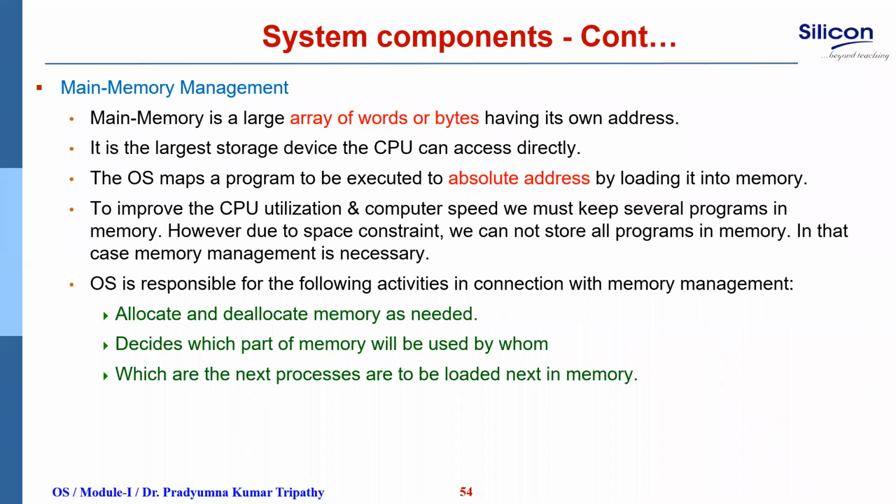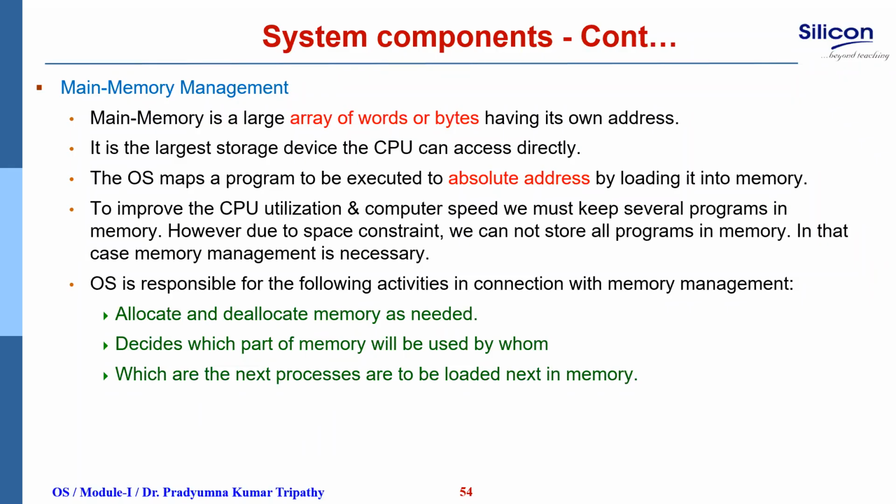To improve the CPU utilization and computer speed, we must keep several programs in memory. If we want to keep our CPU busy and enhance the computer speed, then we must keep multiple programs in the memory. However, due to space constraint, we cannot store all programs in the memory. In that case, memory management is necessary.